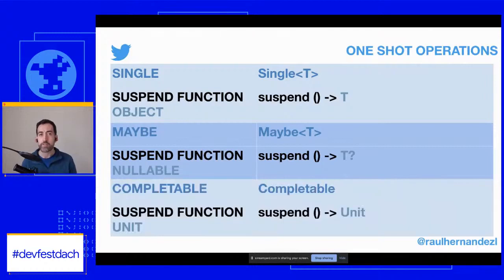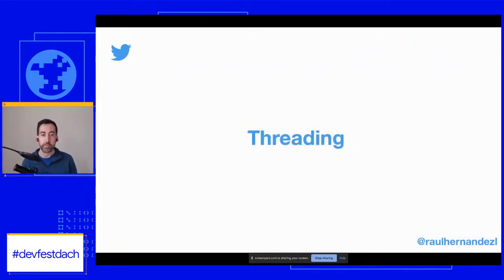And finally, the other cases where we don't care about the result that is being returned. So basically, we have a suspend function returning nothing. That means Unit, because remember, nothing is actually something in Kotlin. It's not like void in Java. So we need to put Unit there. Cool. Let's go to the threading very quickly.